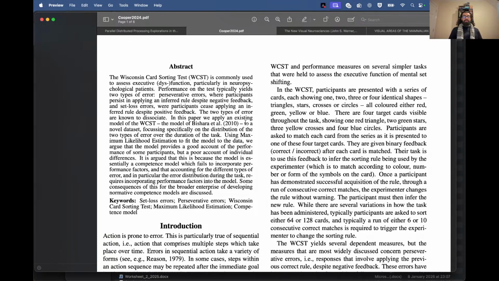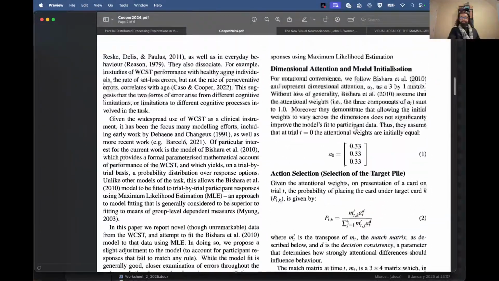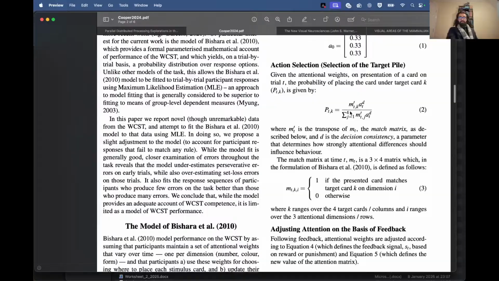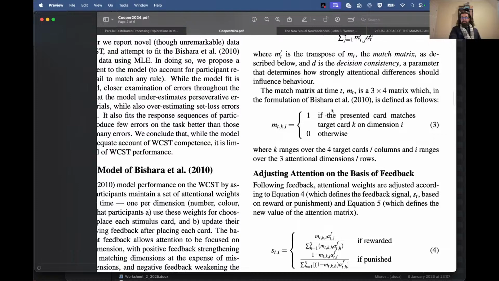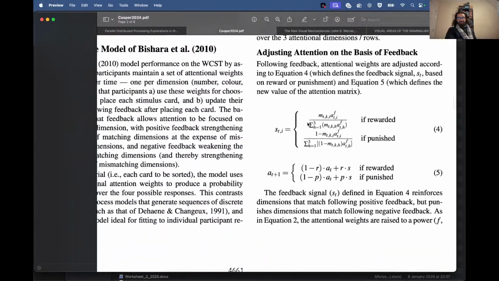It's hard to discriminate. Right, okay, well, that's it for tonight's informal-ish session. Inshallah, tomorrow we're looking at this paper, breaking it down. I'm going to do a bit of homework when it comes to the mathematics here. You can see there's a matrix here, a 3 by 1 matrix, an action selection equation here, a 3 by 4 matrix formulation, adjusting attention on the basis of feedback.